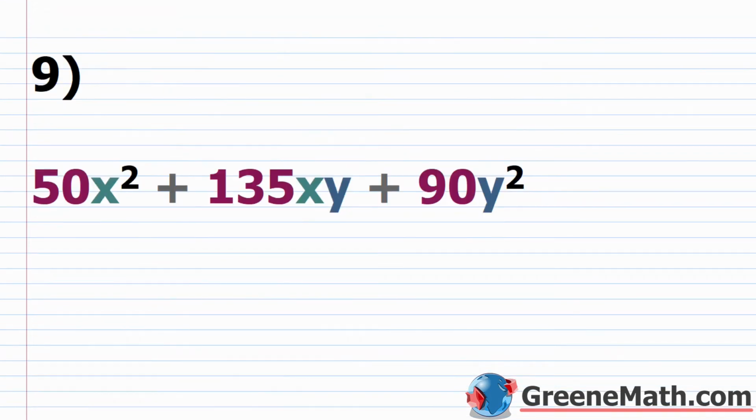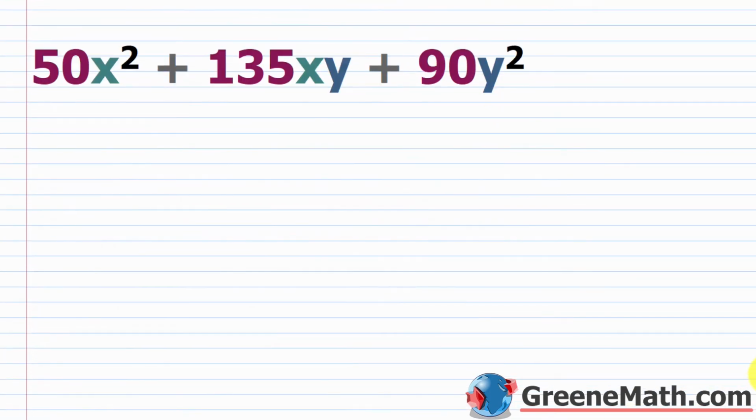All right, let's look at problem number 9. So we have 50x squared plus 135xy plus 90y squared. So the idea here is that we have two variables involved, but we saw earlier that this really doesn't make our factoring problem any more difficult. We don't even need to consider this.